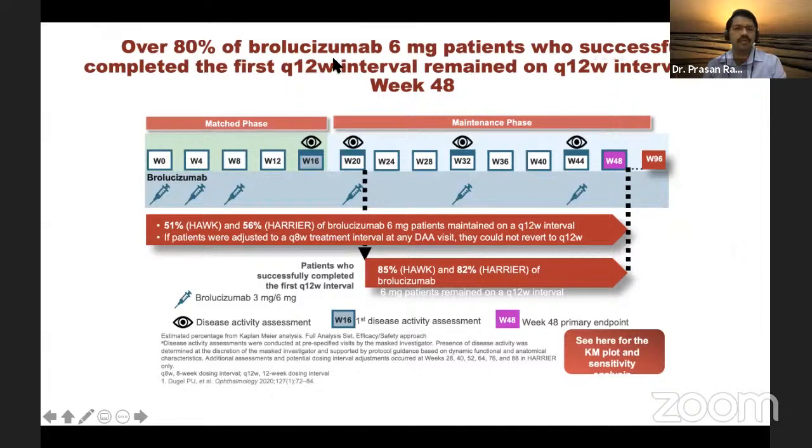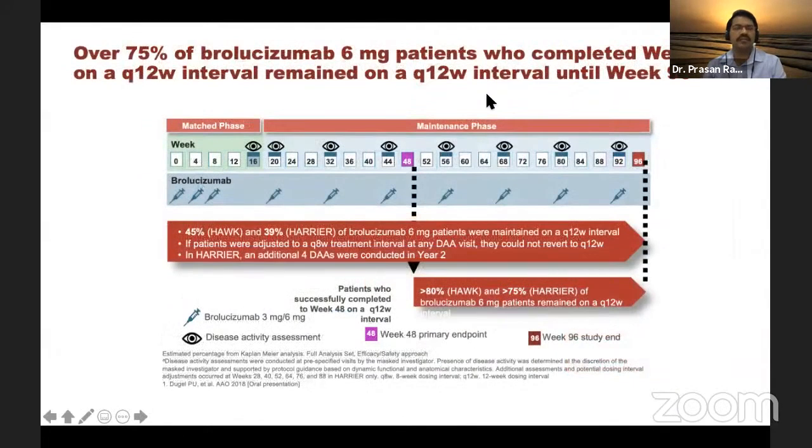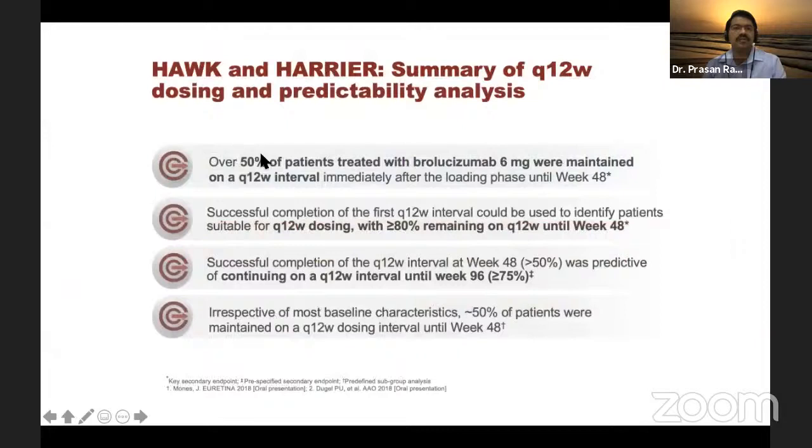Over 80% of brolucizumab patients required 12 weekly interval injections up to week 48. And similarly, if you look at the 96 week results, over 75% of patients treated with 6 milligram of brolucizumab would require Q12 intervals, and this remained until week 96. So these are 3 points when you treat patients with brolucizumab. Over 50% of patients were maintained on Q12 immediately after the loading phase. And if these patients continued on Q12, 80% would remain on Q12 till the first year. And in the second year, almost 75% of our patients would remain on Q12 till week 96.